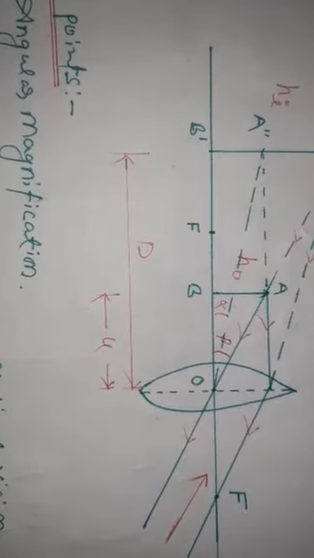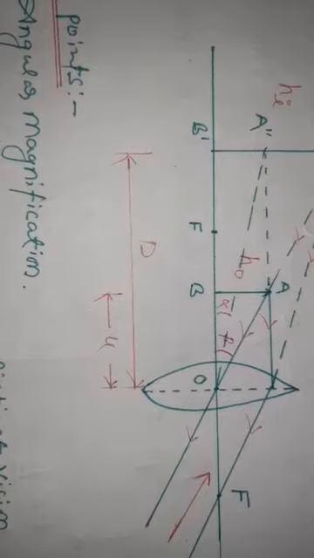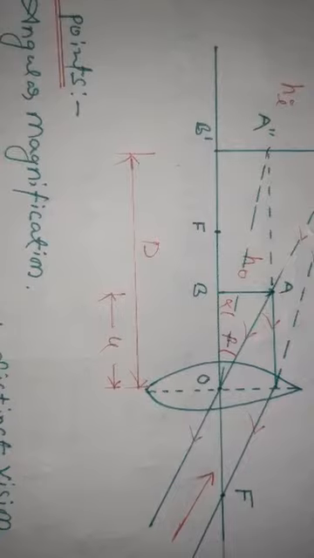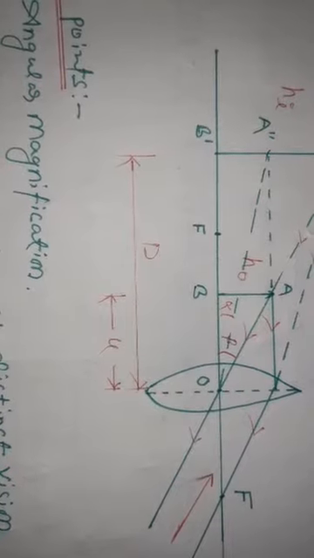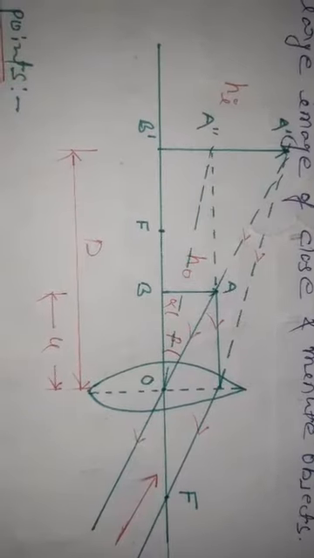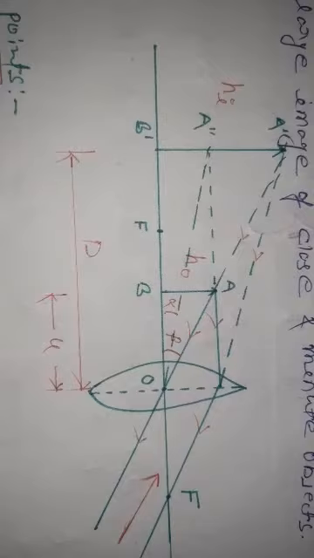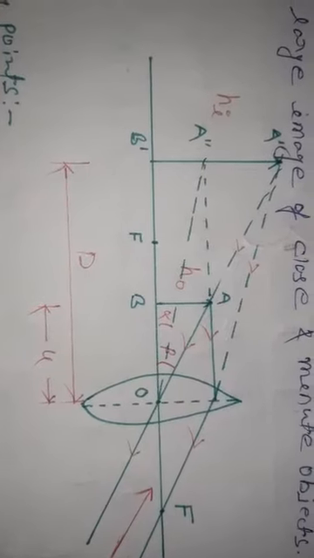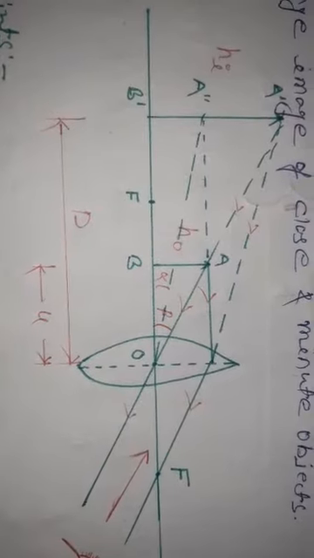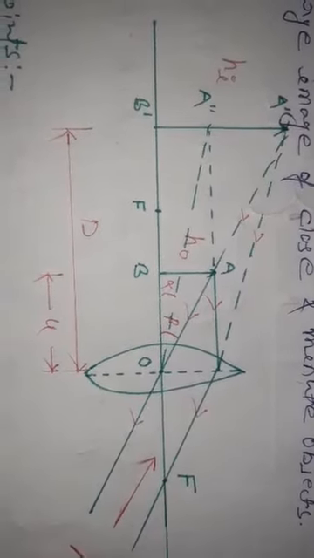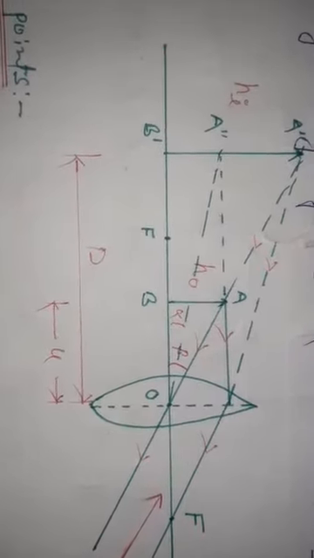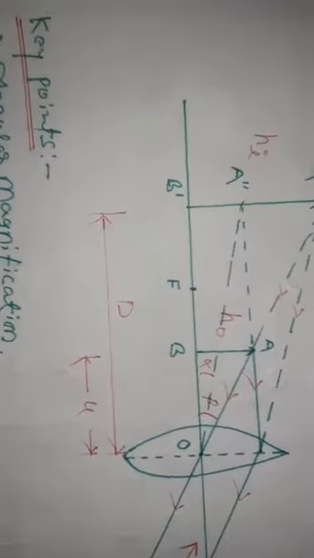When the object is at a distance equal to the focal length of the lens, the image is formed at infinity. These are the properties of a convex lens. In the concept of mirrors we will discuss image formation at the different positions. It is one of them in the case of a convex lens.